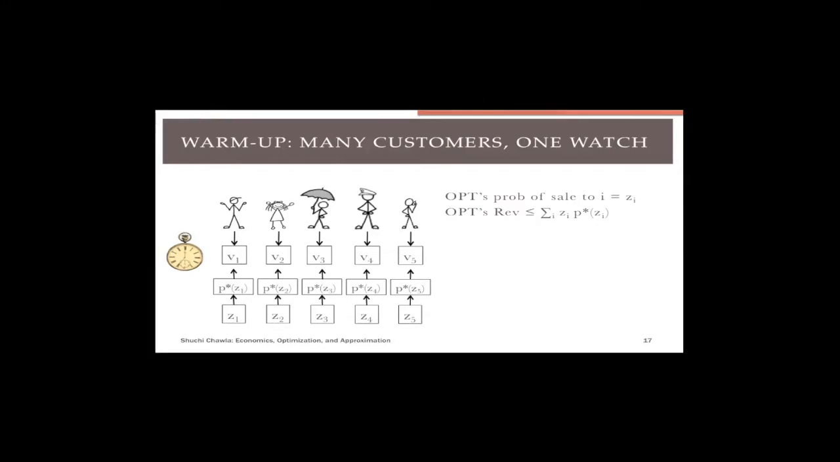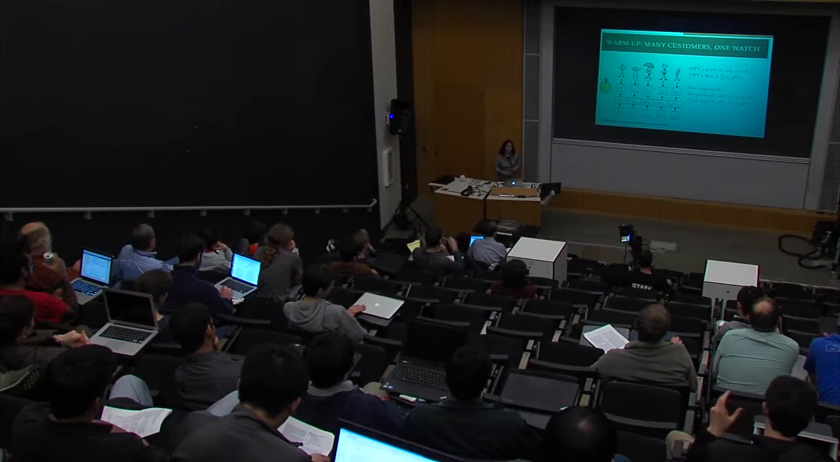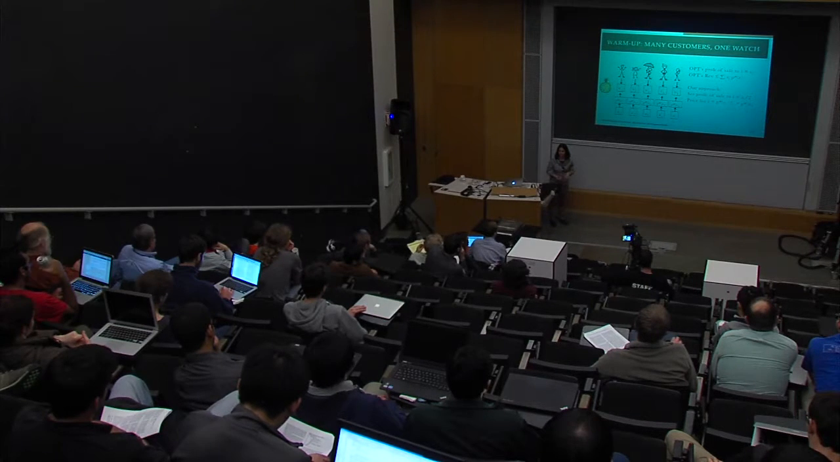Okay, so we can't just set these prices if we have only one watch, because we don't have an unlimited supply, we just have one watch. So we want to do something different, but at the same time get revenue that's close to the sum up there. Okay? So how can we do this? Well, what we are going to do is we are going to increase the prices, thereby reducing the probability with which consumers are going to buy the watches.